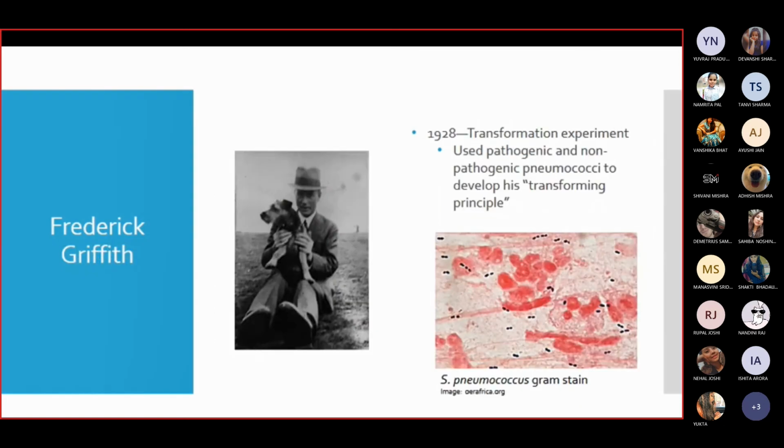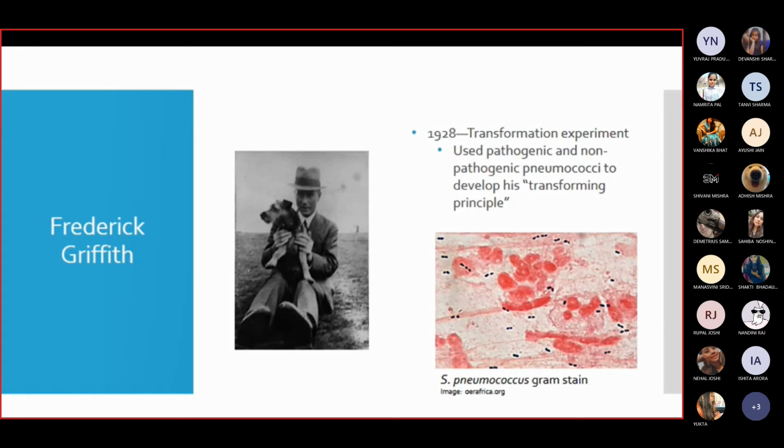So next up we have Frederick Griffith. In 1928, he began experimenting with pneumococci strains in mice. So he used one pathogenic strain and one non-pathogenic strain of pneumococci, injected them into mice, and from the results determined that transformation was actually possible.